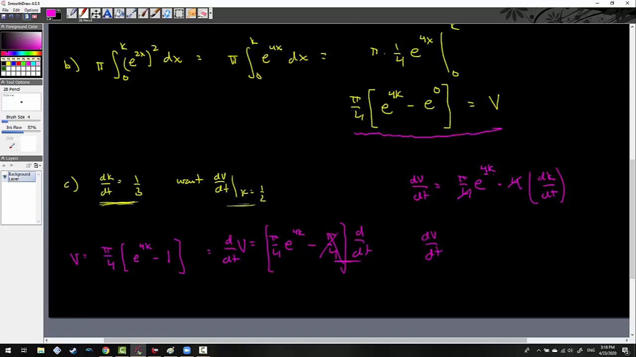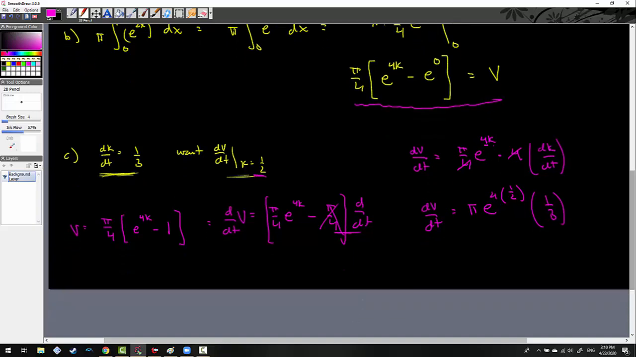dV over dt is going to be pi e to the 4 times, not k anymore, but 1/2, because k equals 1/2, and then times 1/3. And at that point, you can kind of just leave it as is, but if you really wanted to clean it up, you could call it 2 here, so pi e squared over 3. And that will wrap it up for that problem.